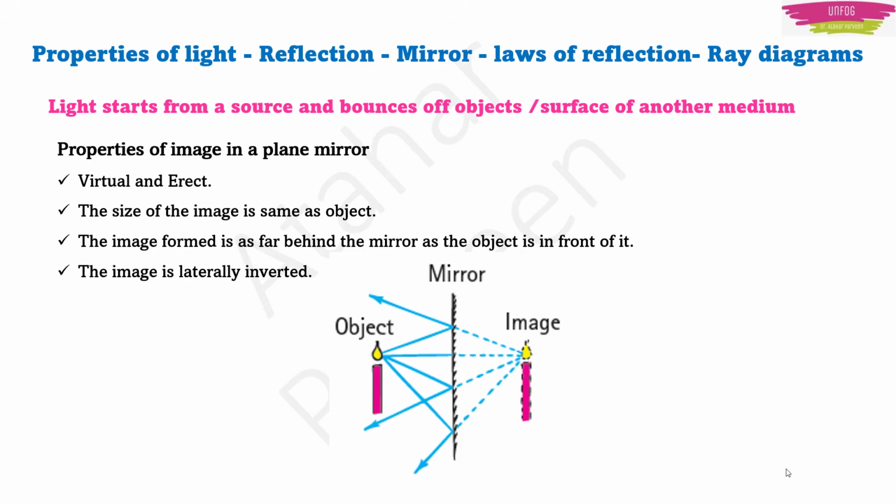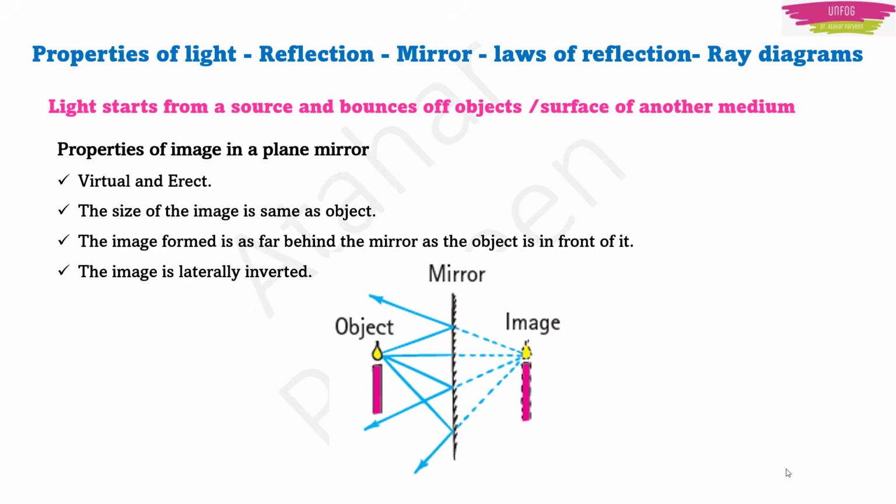So in a plane mirror, there is a virtual image and it is erect. Erect means straight. This is the first property of the image formed in the plane mirror. What is the second property? How does the image look? The image looks the same as the object. The size of the image is the same as the object. There is no change in the size of the image. Third is that the image is formed as far behind the mirror as the object is in front of it. You must have noticed, if you take something very near to the mirror, then the image appears to be very far in the mirror.